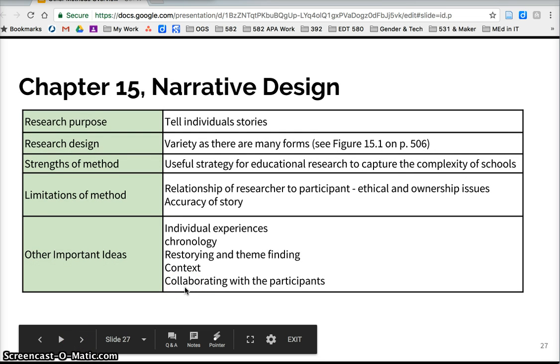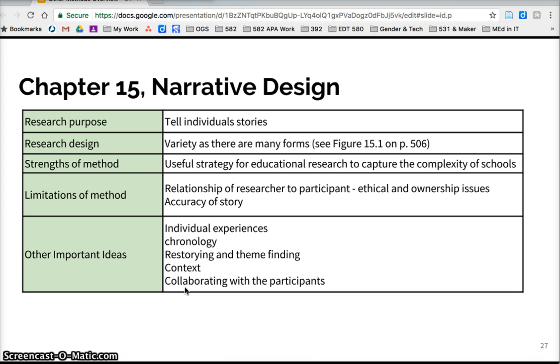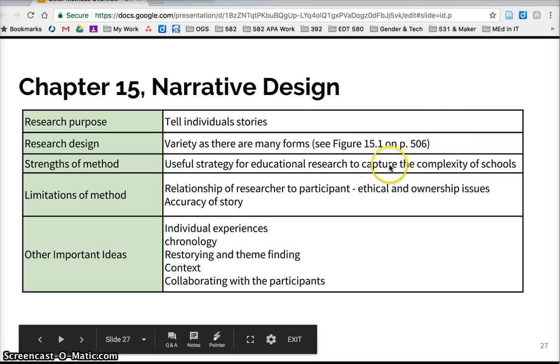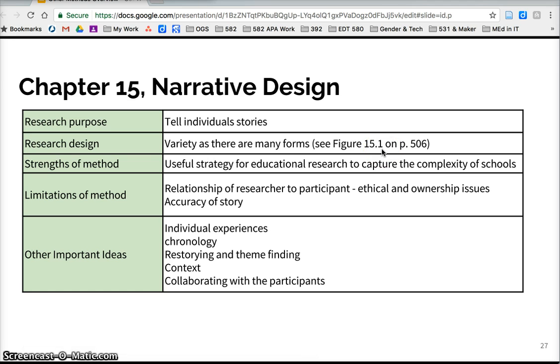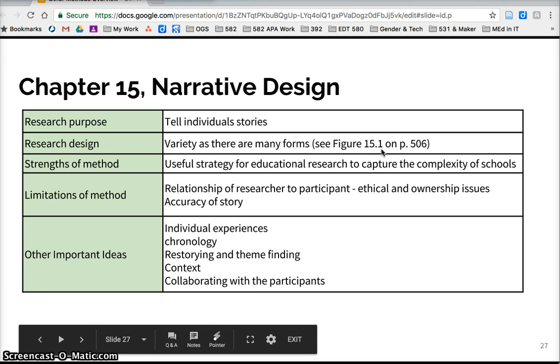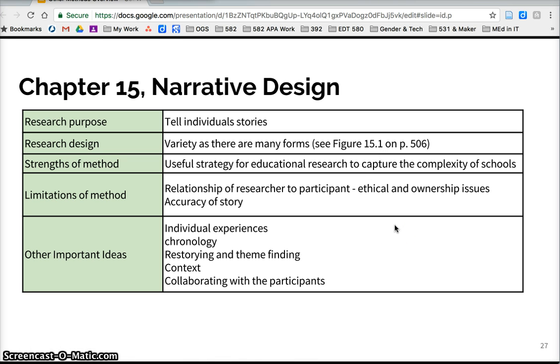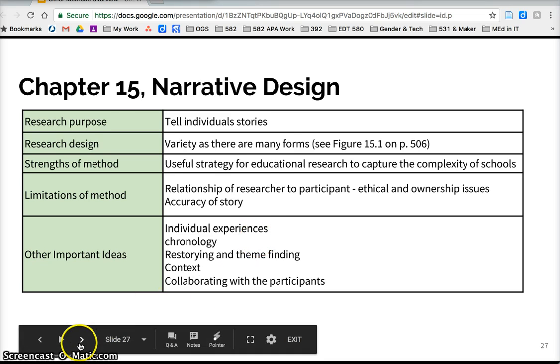Narrative should be comfortable to you as just a general term in English, with telling of stories. There's many forms. I encourage you to take a look at this chart on page 506. It's figure 5.1. And it's really useful in education to capture the complexity of schools. And it's a storytelling approach to finding the themes and patterns that happen within a context.